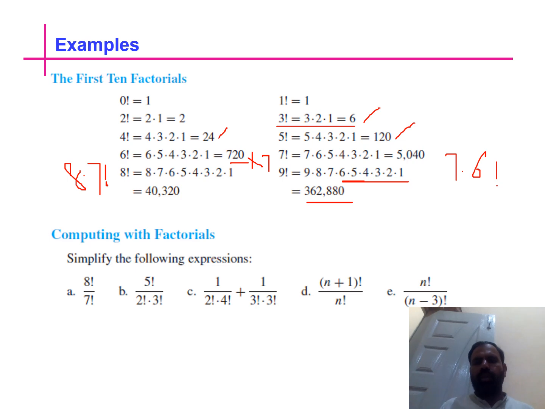So in this way you can reduce the factorials into small numbers, but we have to know the basic knowledge of factorial. Now here we compute with the factorials. We simplify these expressions: 8 factorial over 7 factorial, 5 factorial over 2 factorial and 3 factorial, and the third part 1 over 2 factorial plus 1 over 2 factorial into 4 factorial. The d part is n plus 1 factorial over n factorial. In the e part we have to compute n factorial over n minus 3 factorial.